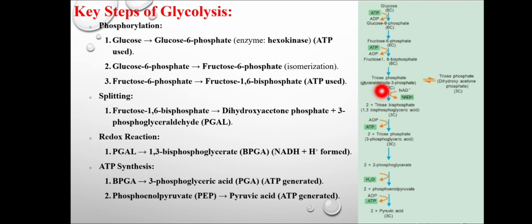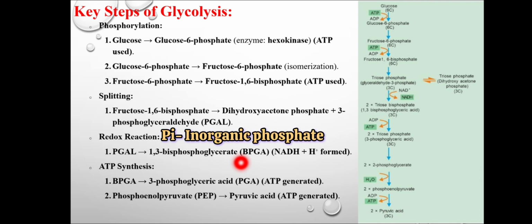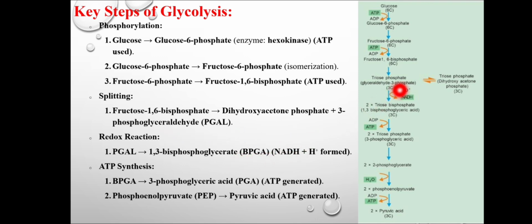Now this PGAL, which has one phosphate, here one more phosphate is added, and this PGAL becomes 1,3 bisphosphoglycerate, also called BPGA. Now here if you see, in this step, PGAL to 1,3 BPGA, one phosphate is added, but where is this phosphate coming from? Here the phosphate is added, but it is not coming from ATP. It is coming from inorganic phosphate. Now mind it here that one NADH is released.